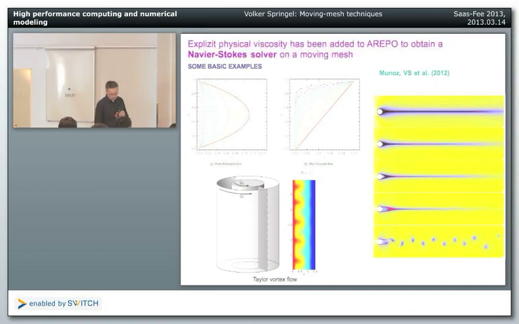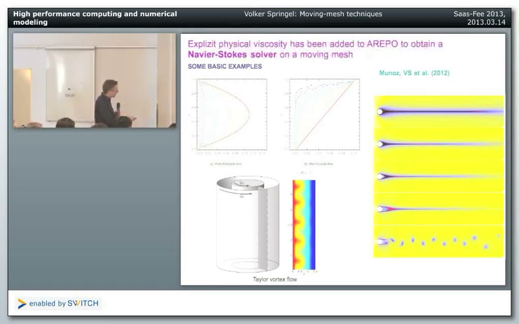One can also do physical viscosity. This is some work by Diego Munoz, where he added a Navier-Stokes solver, a full-blown one, to this moving mesh. And you can study here, for example, for different Reynolds numbers, the flow over this obstacle, and see these characteristic features.